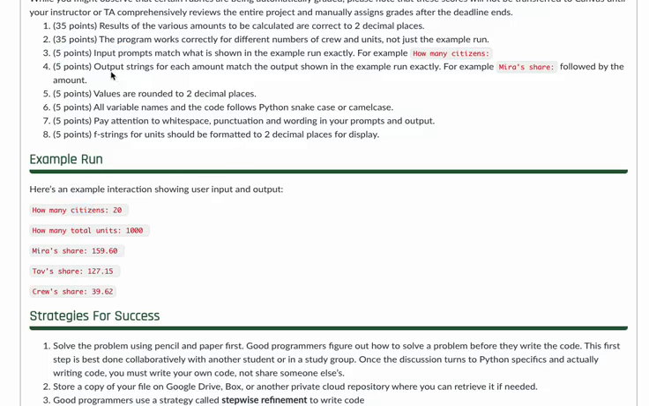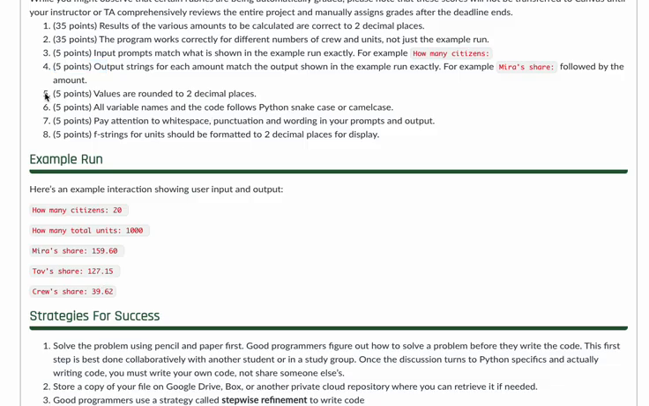Then another 5 points are for the output strings. For each amount, match the output shown in the example run exactly. For example, Mira's share: Mira, apostrophe s, then share, then colon. The same way for top share and crew's share. Even if your numbers are correct, but the output string is not exactly matched, then you will not get these 5 points. So keep that in mind whenever you are printing that information.